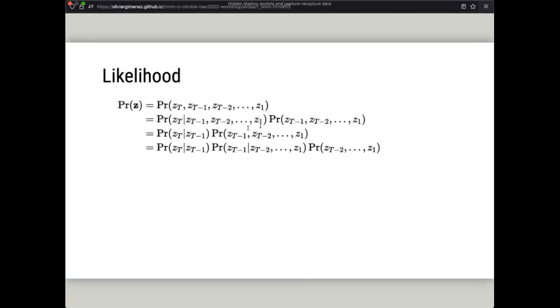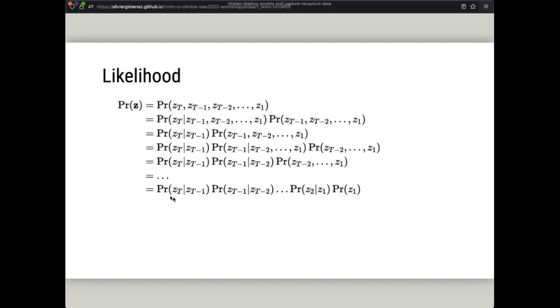If you apply the same reasoning to T minus one, you apply the Bayes formula, and then you say it's memoryless, and so on. If you go for T minus two and so on, then what you get is this formula. You end up with this expression for the likelihood: Z_T given Z_{T-1}, Z_{T-1} given Z_{T-2}, and so on, up to the probability of Z_1. This one is the probability of initial states, and those ones are a product of conditional probabilities.